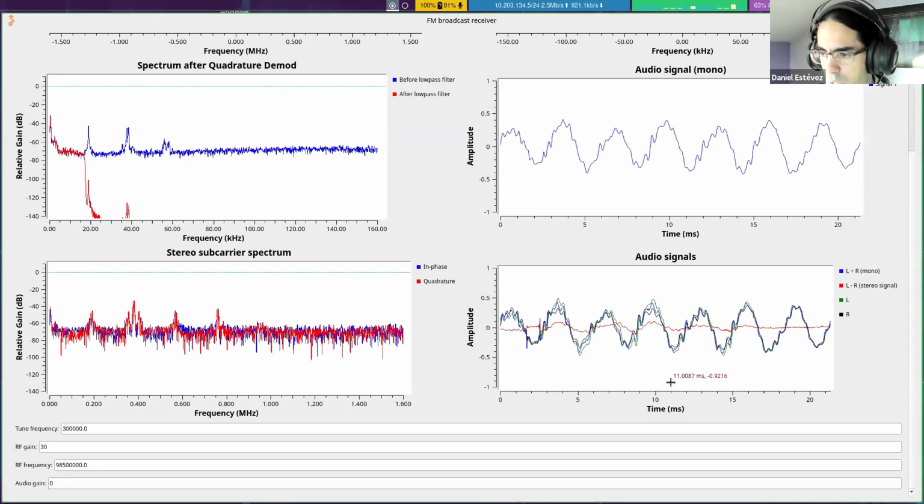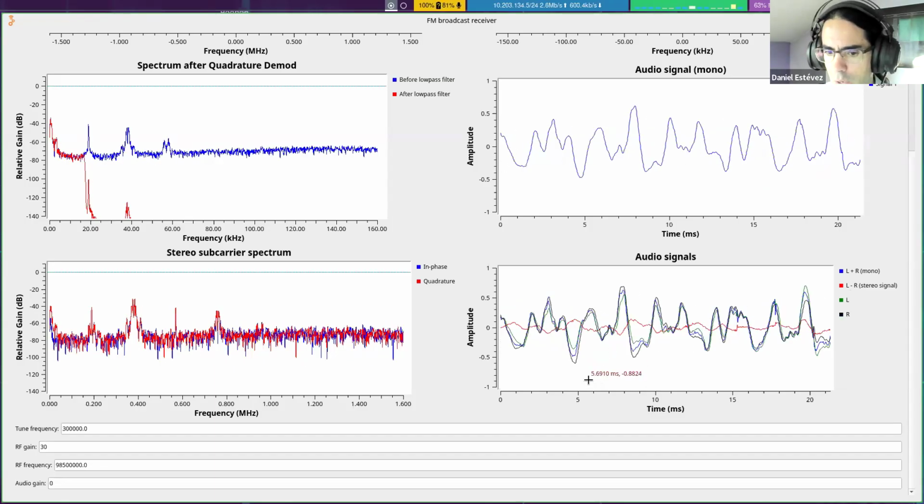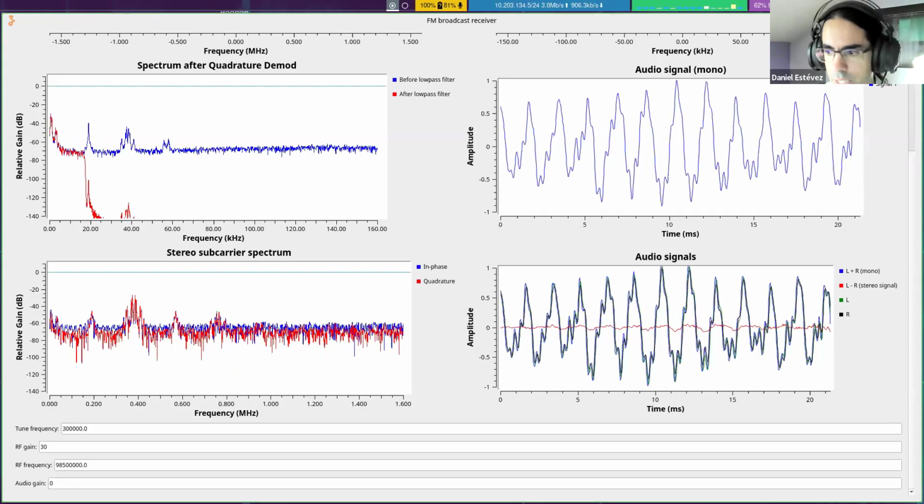And depending on the music, we might see a higher amount of stereo content or a lower amount of stereo content. I'm going to switch over to the audio here so that you can listen.